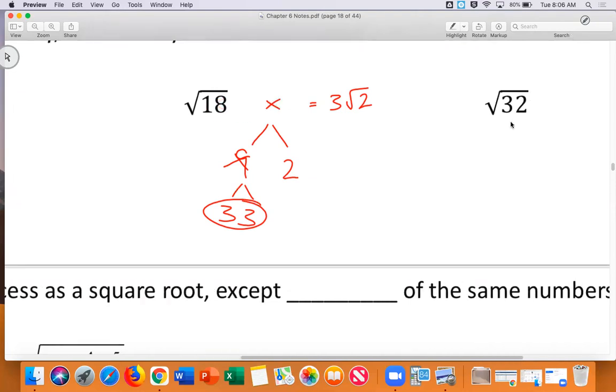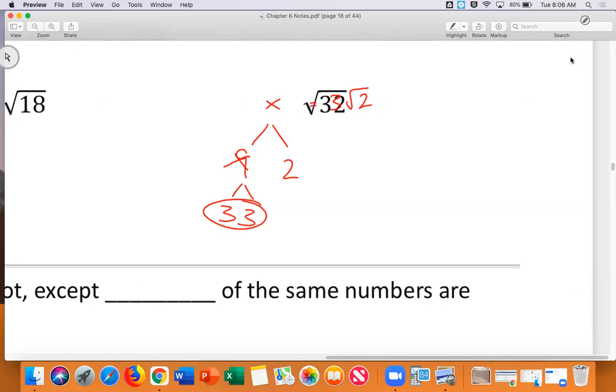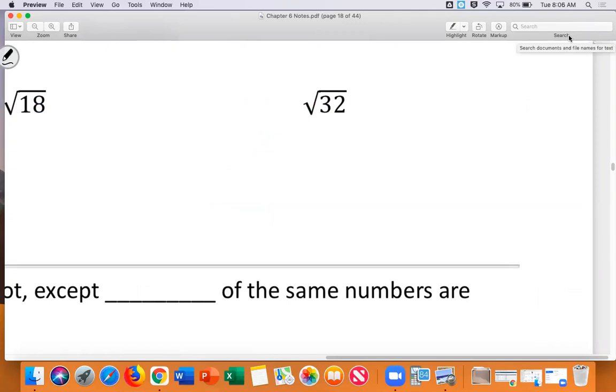All right, Emma. Yeah. 32. Two numbers that go into 32.